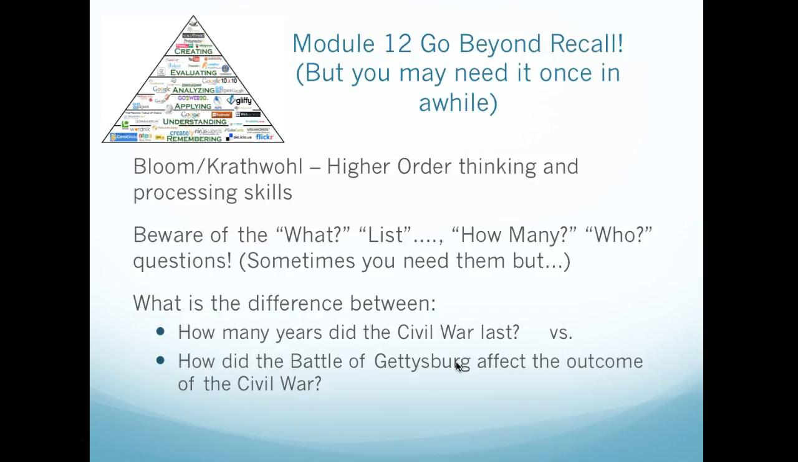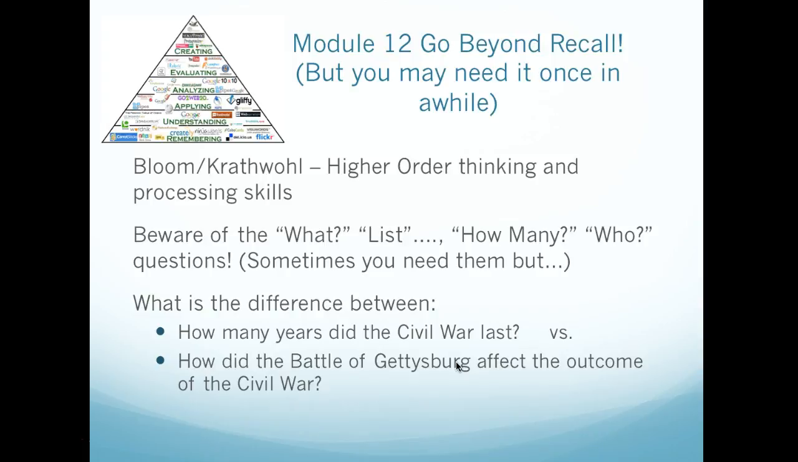You're looking at Bloom and Krathwohl, always thinking that it's okay to look for recall, but you want to really access that higher order thinking. Beware of the what question, list question, how many question, who questions. Sometimes you need them, but you really want to look at student understanding. If you remember the 6 facets of understanding, can they apply it? Do they have empathy? And those 6 facets, which I don't have memorized.